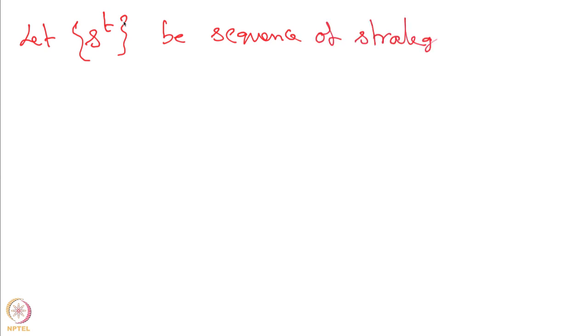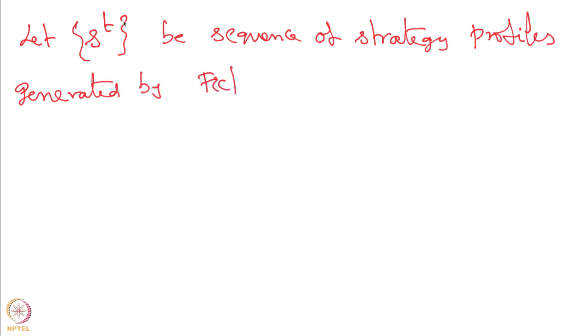In fact we can prove the following. Let me mention some statements, and I will not go into the proofs of them. Let s^t be a sequence of strategy profiles generated by fictitious play.